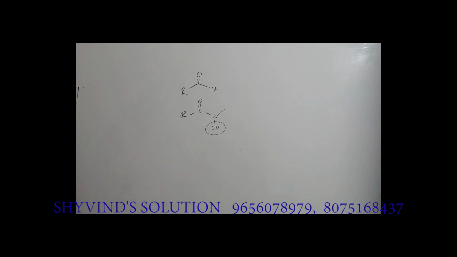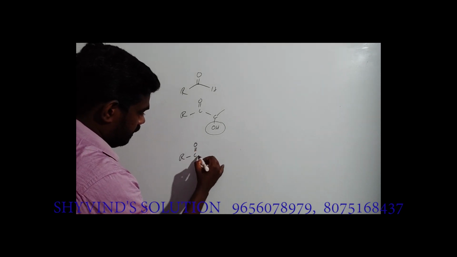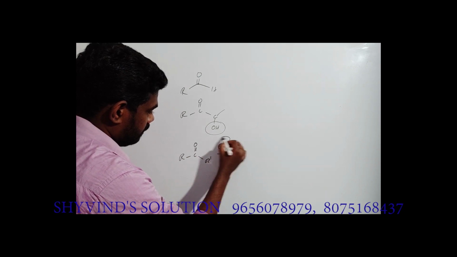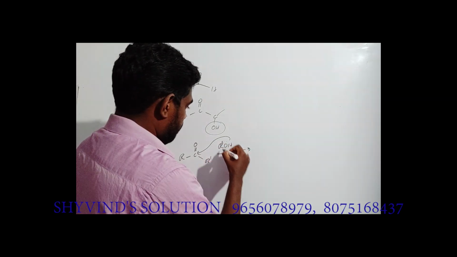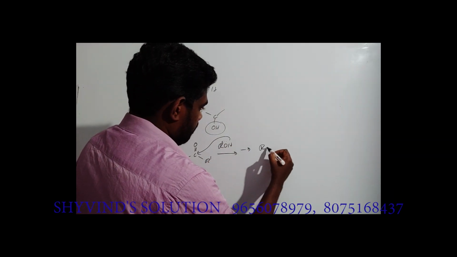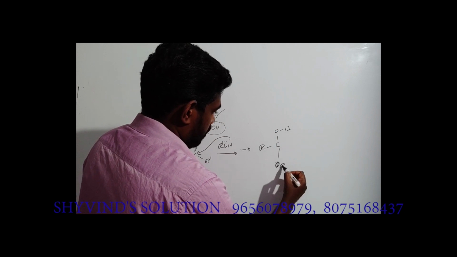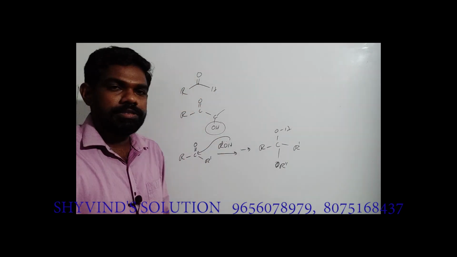And another species is hemiacetal. Hemiacetal means if we have a ketone and if we treat it with an alcohol, this alcohol will react with this one to give you hemiacetal. RCH(OR')OR''. This is hemiacetal. This will also give you a positive Tollens test.